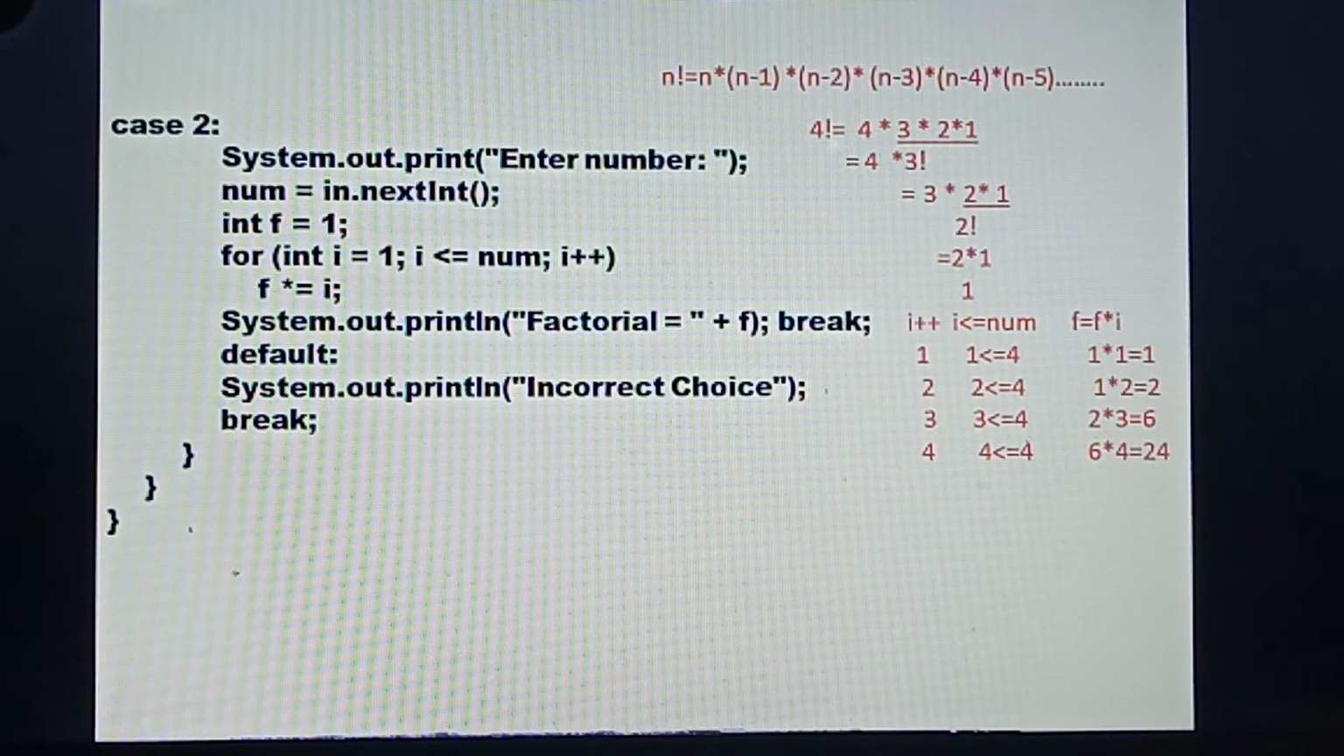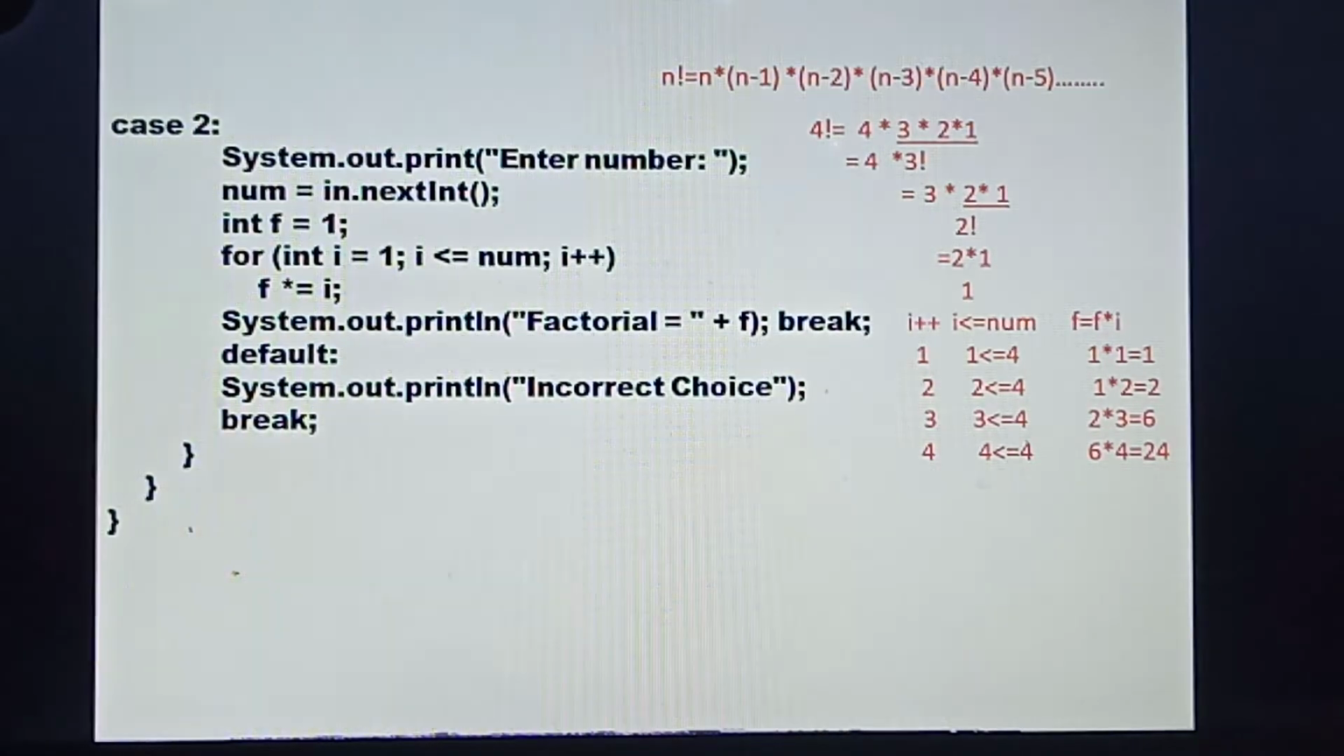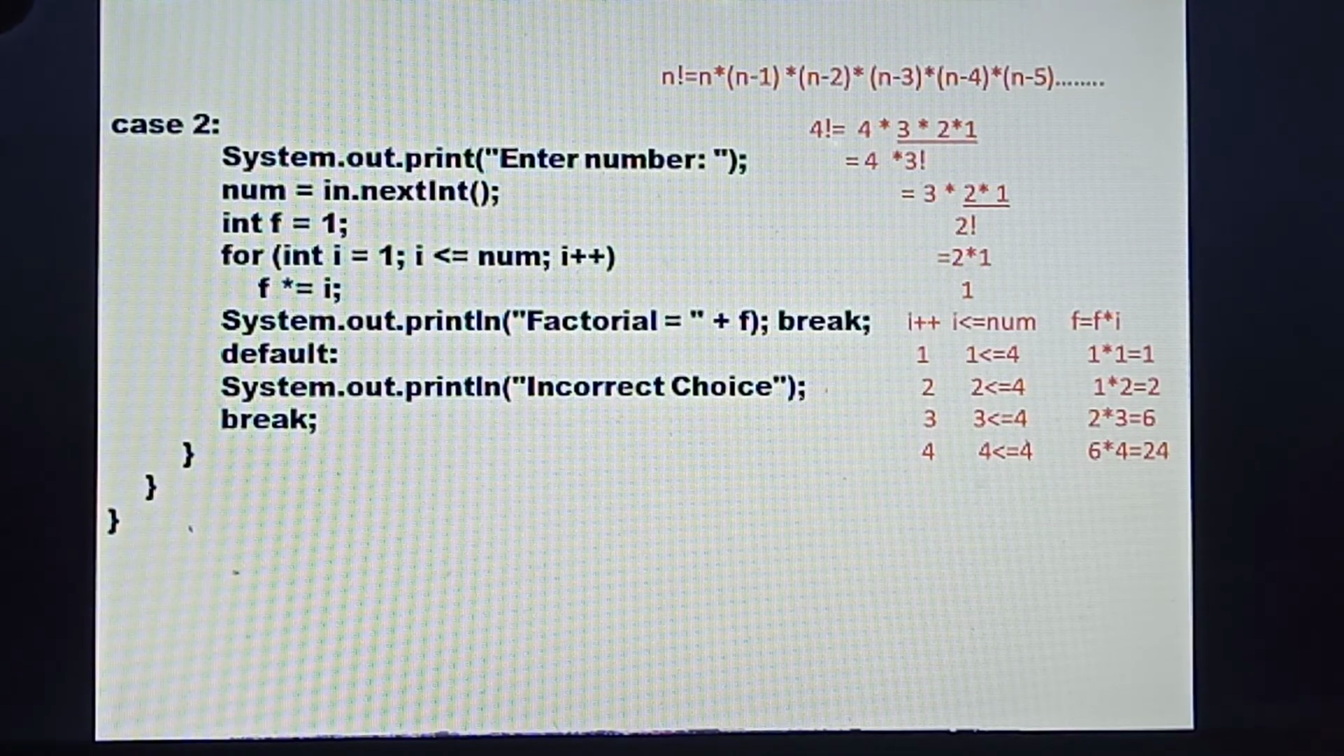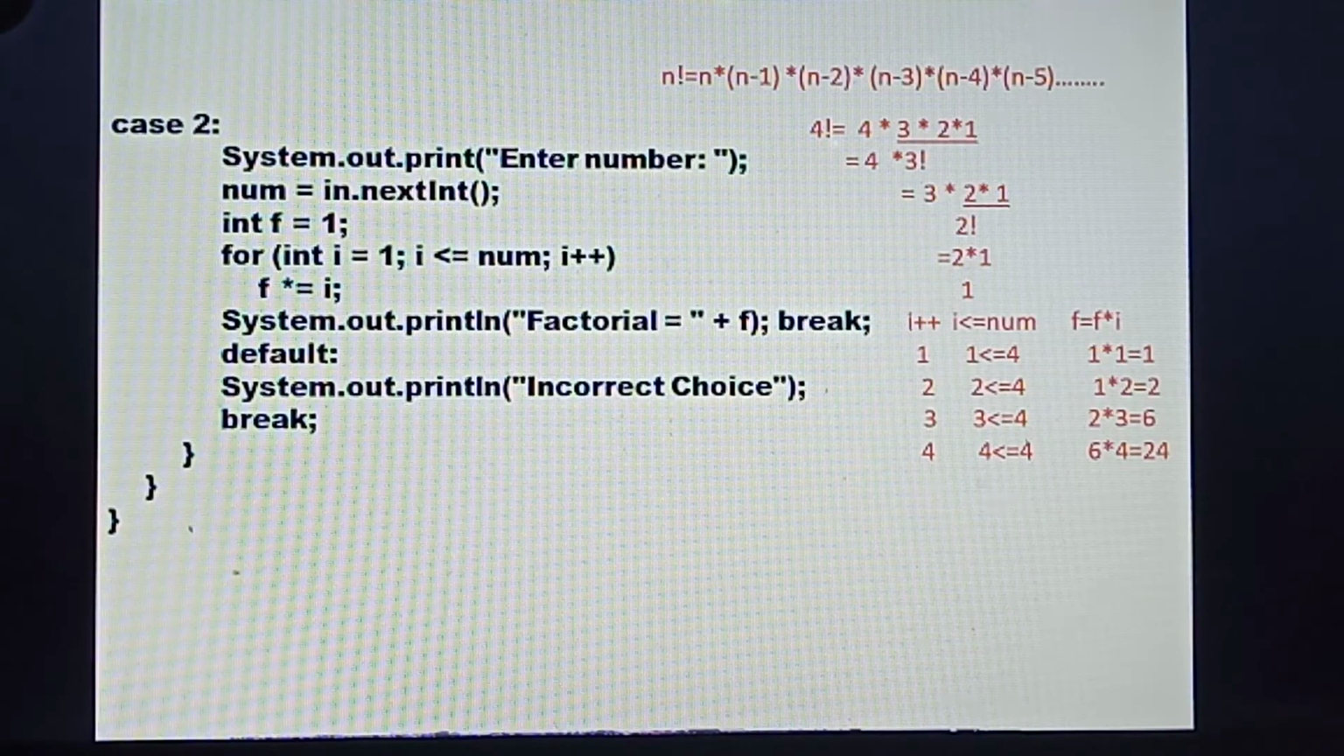Now what is the formula of a factorial? n factorial is equal to n into, in brackets, n minus 1 into n minus 2 into n minus 3 into n minus 4, and so on. Whatever number you have entered, 5, 6, 7, 8. Now we can see that suppose I have entered 4. 4 factorial will be 4 into 3 into 2 into 1.